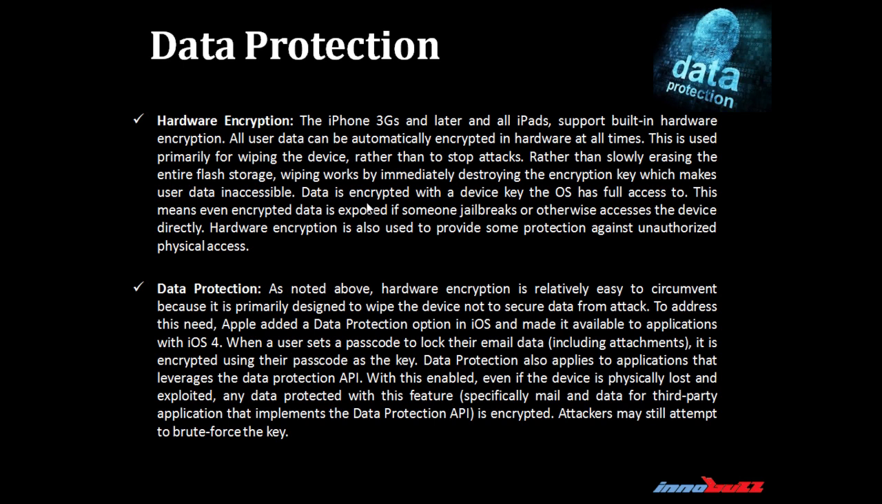Data protection. As noted above, hardware encryption is relatively easy to circumvent because it is primarily designed to wipe the device, not to secure data from attack. To address this need, Apple added a data protection option in iOS 4 and made it available to applications. When a user sets a passcode, their email data, including attachments, is encrypted using the passcode as the key. Data protection also applies to applications that leverage the data protection API.